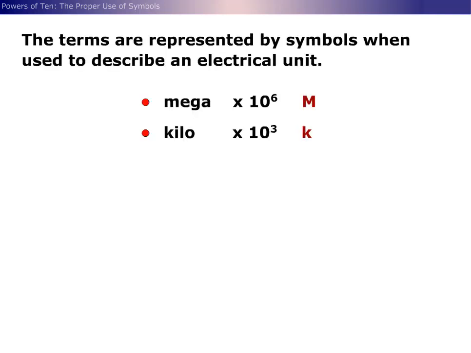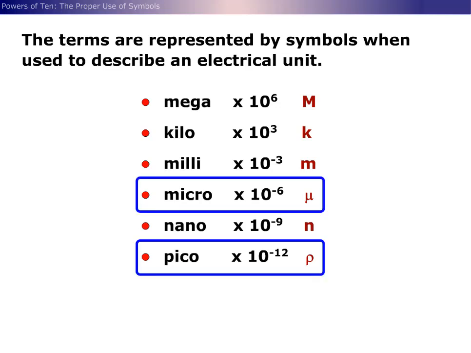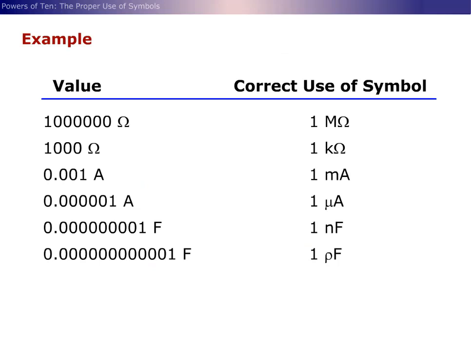The terms are represented by symbols when used to describe an electrical unit. Micro and pico are represented by the Greek letters mu and rho, while the rest are normal letters. Here is an example of each symbol being used. The units shown are 1 megaohm, 1 kiloohm, 1 milliamp, 1 microamp, 1 nanofarad, and 1 picofarad.